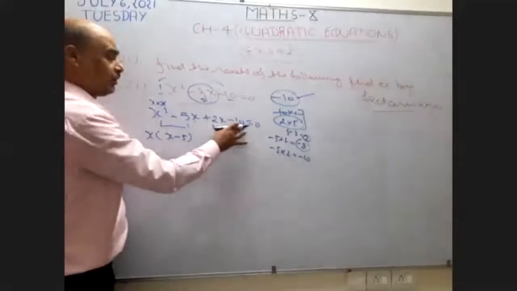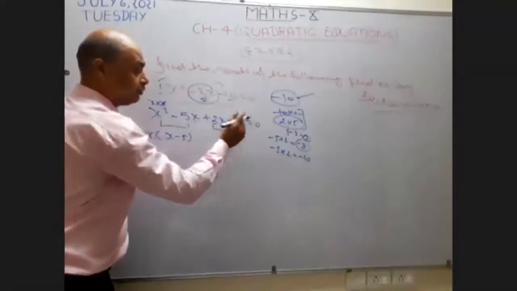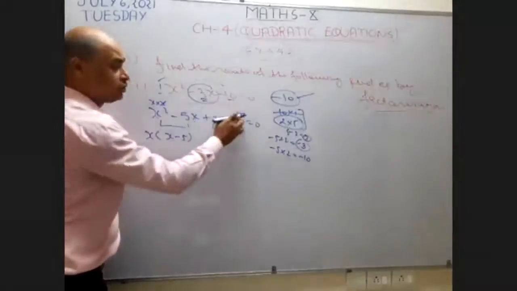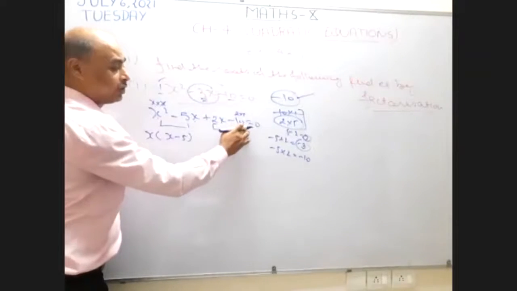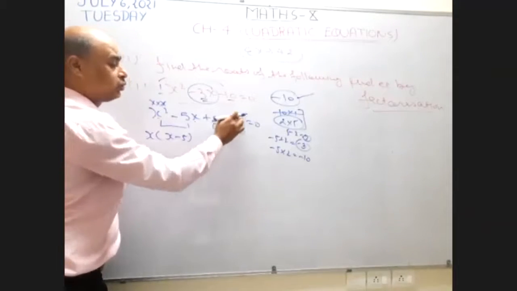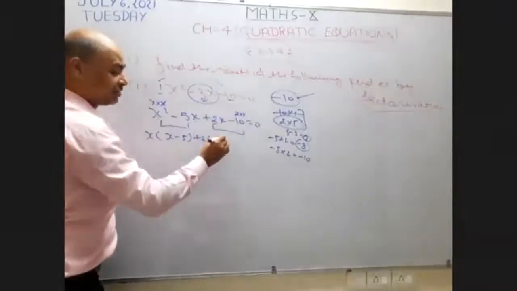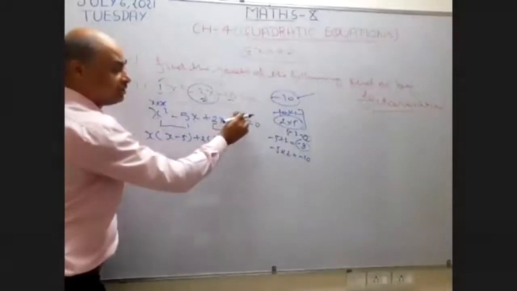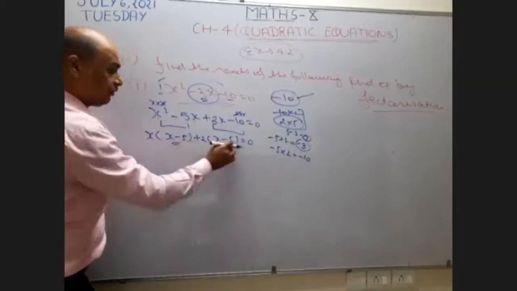Now what is common between these two terms? Here 2 is there. Can I write 2 into 5? 2 into 5 is 10. It means 2 is common between both the terms. Here x is there, but this is the constant term, so it does not have x, so only 2 is common. I take 2 common. When I take 2 common, what is left? X is left. And from the other term, minus 5 is left.